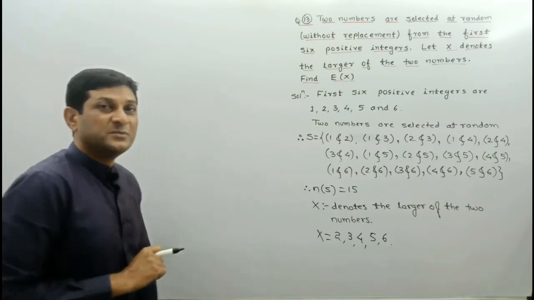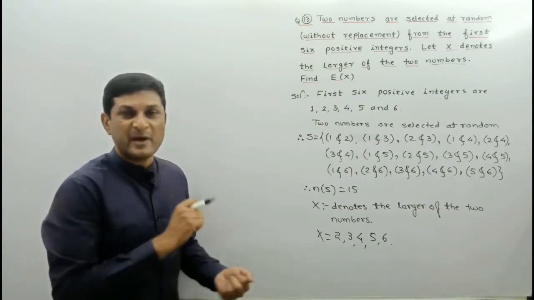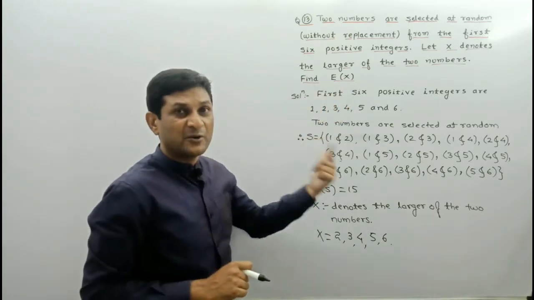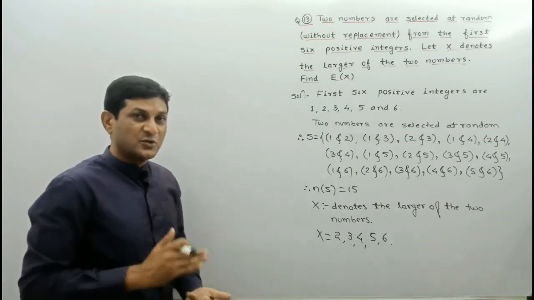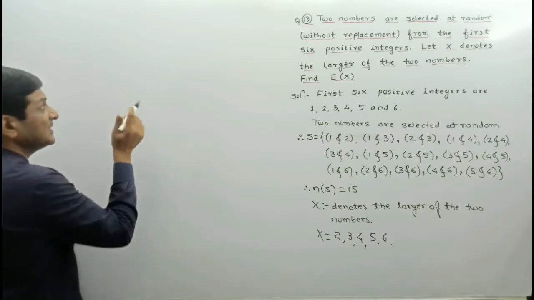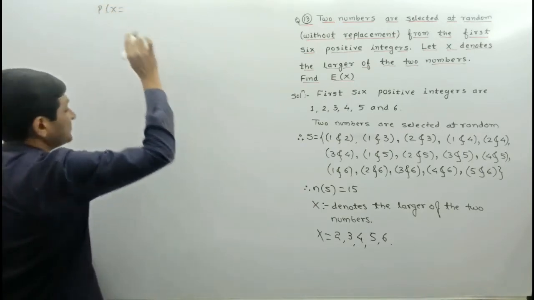Now for these possible values of X, let us try to find their corresponding probabilities. Once the probabilities are known to us, we are able to find our required value E of X. So first let us find the probabilities, and afterwards the value of E of X. First we are finding the probability when X is equal to, what is the first value of X?